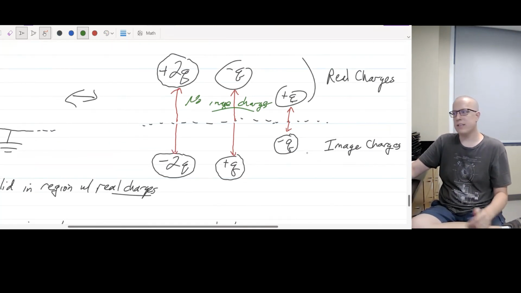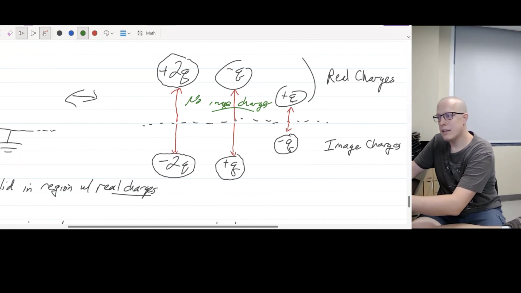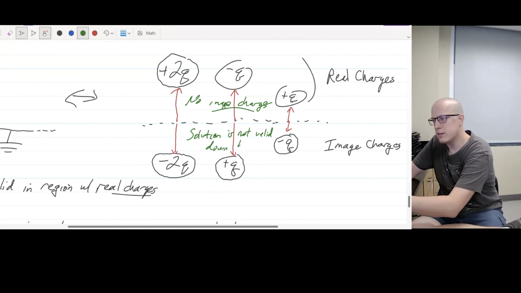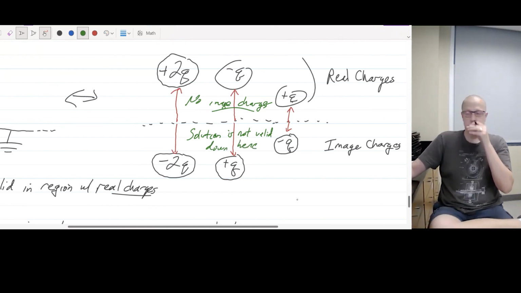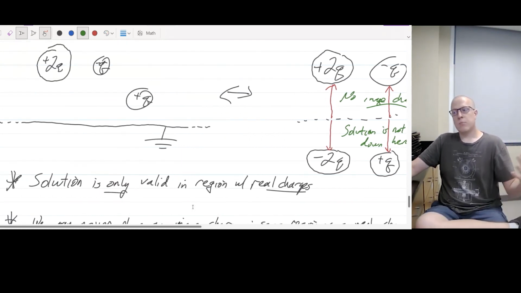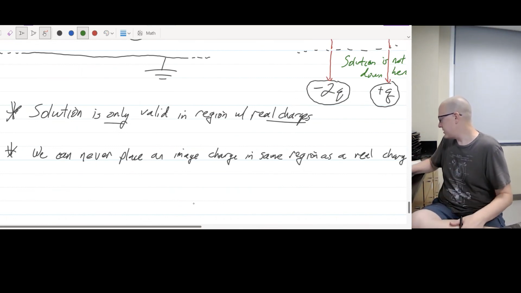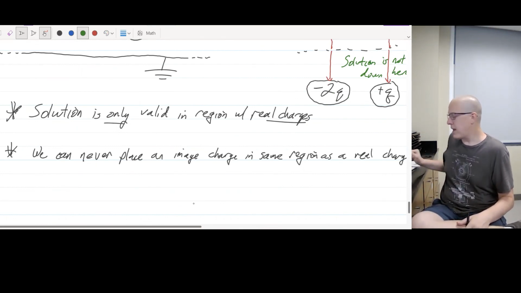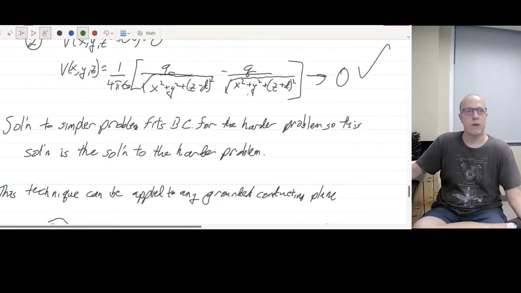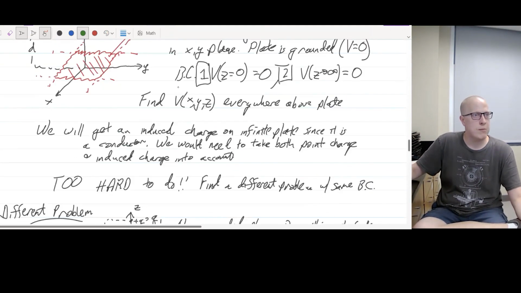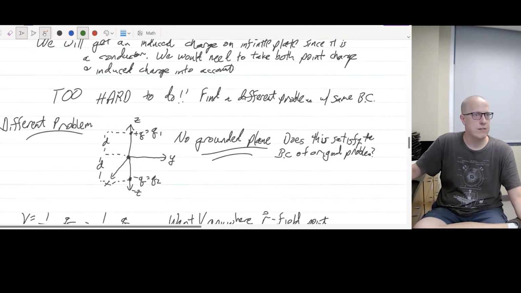So no image charges on the top, and the solution is not valid down here, right? In the place where the image charges are. So those are kind of the two limitations of this. But once we know what we can do, that will sort of save us from having to do all this complicated integration that might come along with having to deal with this infinite grounded plane up here.